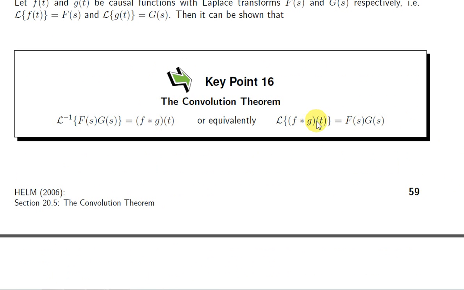L of the convolution of two functions is the product of the transforms of f and g. But the transforms of little f and little g are big F and big G. So we could start with this here and take L inverse of both sides to get this result over here. It's actually easier to start with this and then deduce this.